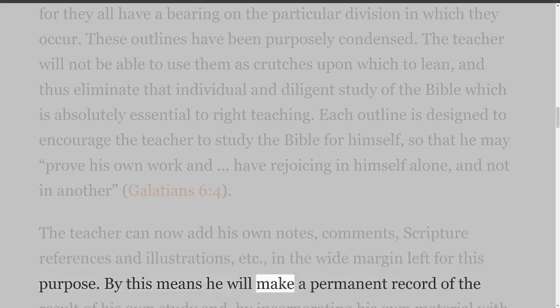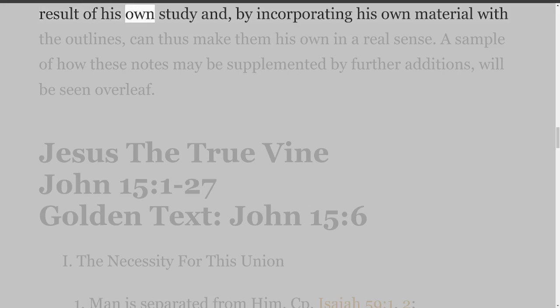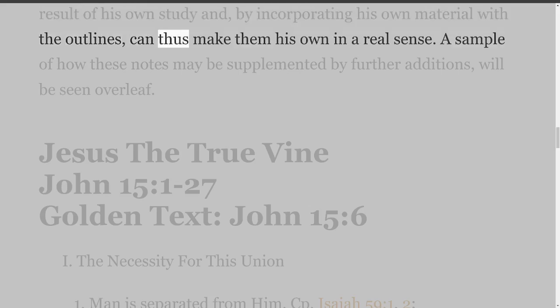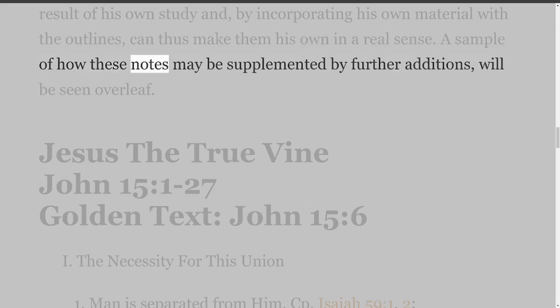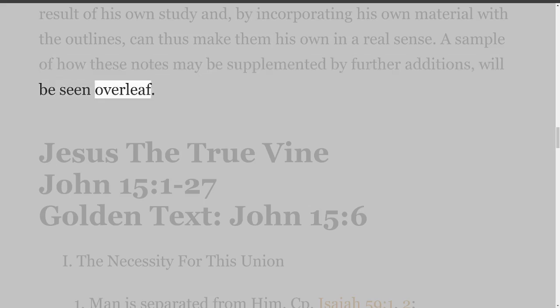By this means he will make a permanent record of the result of his own study and, by incorporating his own material with the outlines, can thus make them his own in a real sense. A sample of how these notes may be supplemented by further additions will be seen overleaf.